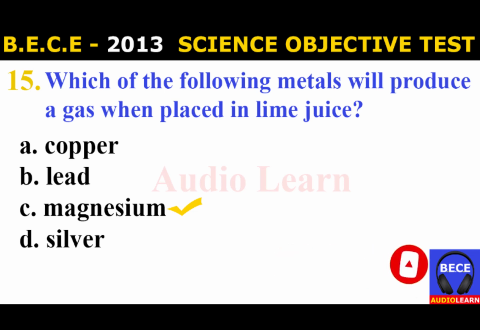A. Copper, B. Lead, C. Magnesium, D. Silver. And the answer is C. Magnesium. Which of the following metals will produce a gas when placed in lime juice? And the answer is magnesium.